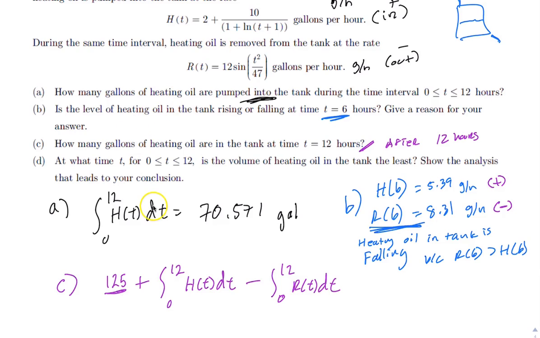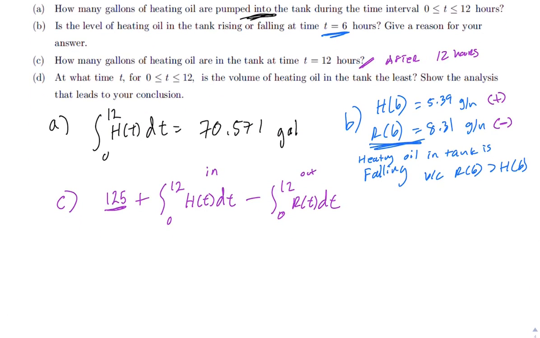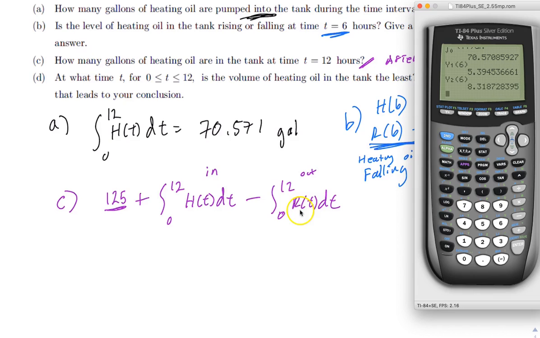And this will tell us how much oil is in the tank after 12 hours, or at time t equals 12. Right? What we started with, plus how much we're adding, minus how much we're subtracting. So it's always plus the in, minus the out. And again, this we just plug in our calculator. Now we have it all set up already. It's 125 plus math 9 for integral, 0 to 12 of y1.